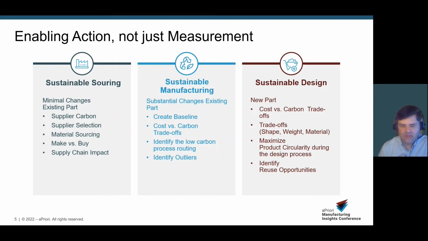We've really identified three different personas, very similar to our existing personas when we look at what different customers want to do when it comes to understanding carbon in their product. We start with sustainable sourcing, and we look at this as more towards the design cycle, later in that design cycle towards final sourcing, minimal design changes, supplier carbon impacts of carbon footprint, supplier selection, material sourcing, make versus buy decisions, and supply chain impact.